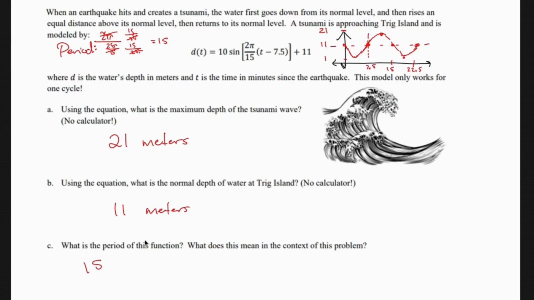What does this mean in the context of the problem? That means it takes 15 seconds for it to go up and then down and then come back to normal. Or you can say it takes 15 seconds to go down, then up, and come back to normal, because that's the way they want you to start out. So maybe that's the way we should say it. But 15 seconds to complete a cycle. Fun stuff.